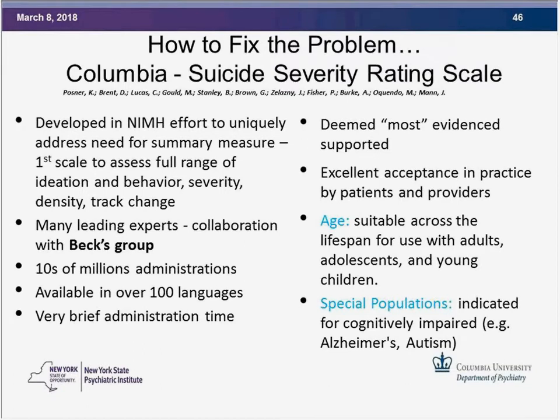It takes a very short time to administer, anywhere from just 30 seconds to a couple minutes. It's considered the most evidence-supported gold standard tool, and it can be used by all ages. We've seen it used successfully with kids as young as 4 or 5 in preschool, and with adults, well into their old age.